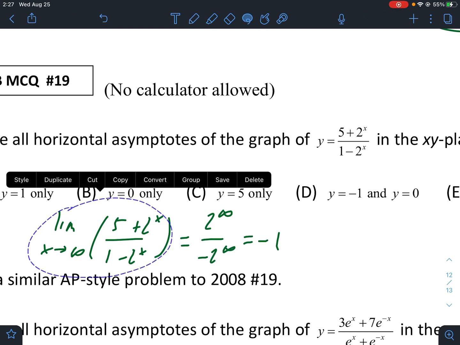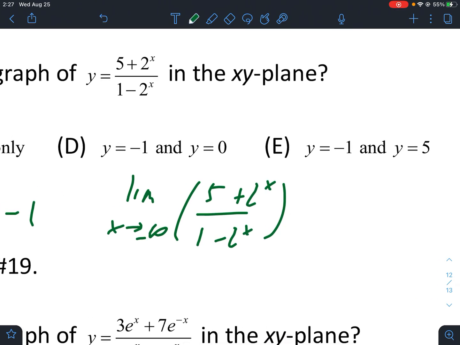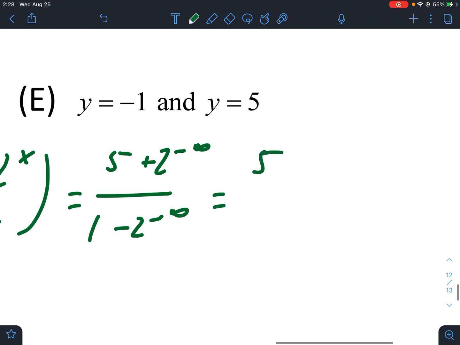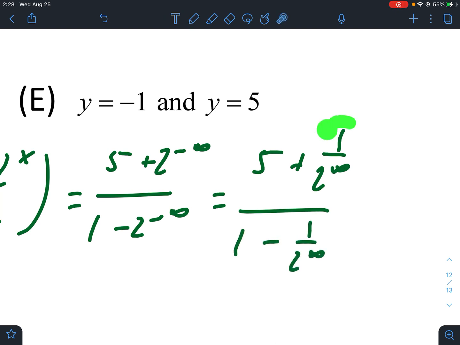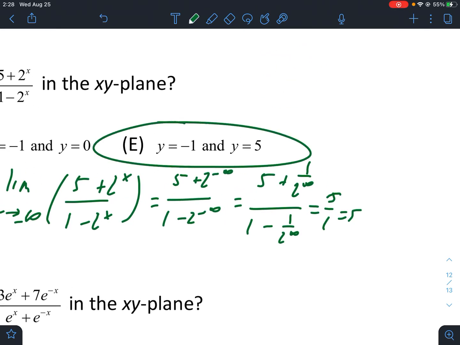And now we're going to do the same limit as x approaches negative infinity. Let's see what we get. So that would be 5 plus 2 to the negative infinity over 1 minus 2 to the negative infinity. All right, and that would be 5 plus 1 over 2 to the infinity over 1 minus 1 over 2 to the infinity. And these are essentially 0. So we get 5 over 1, which is 5. So the answers are y equals -1 and y equals 5, which is, again, E.